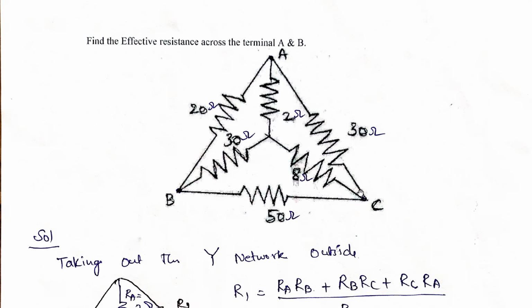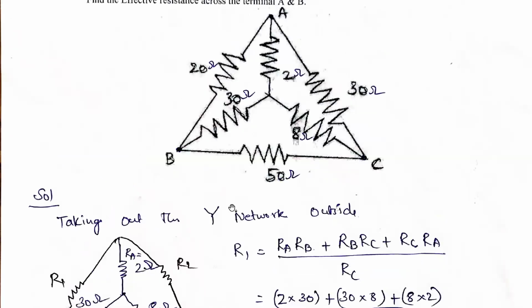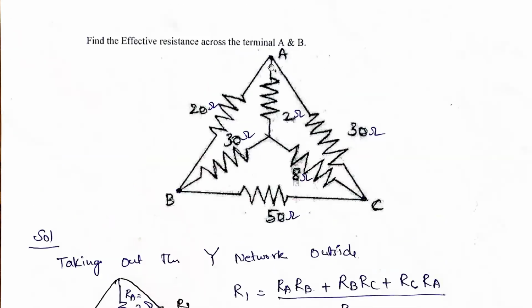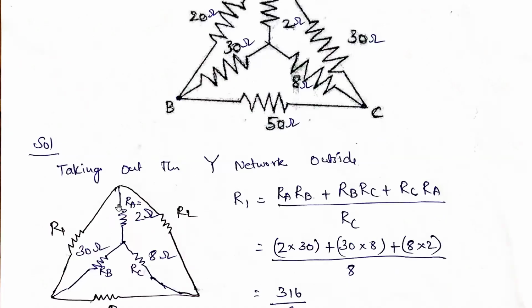By seeing this circuit itself, we can understand this is somewhat related to a star delta network, because a delta type is there and a star type is there. So in either way you can solve. Here you can convert this star into delta, and then you can easily simplify and solve the problem. So what I am doing is taking this star network outside: the 2 ohms, 30 ohms, and 8 ohms.